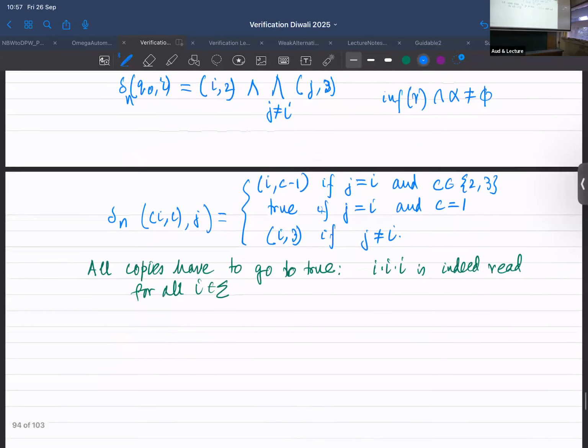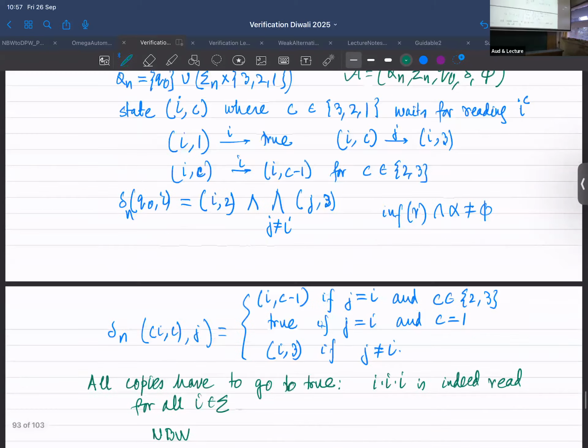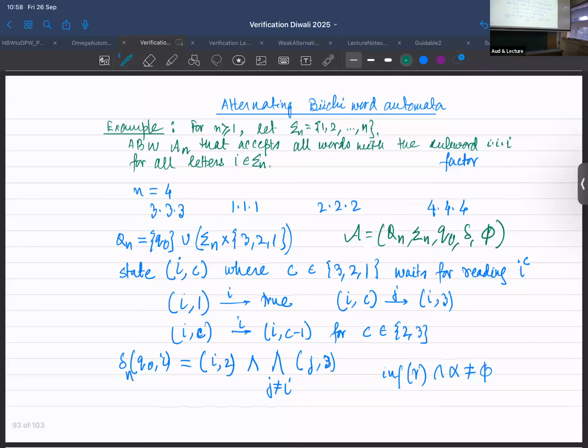Now think about this: we are defining an alternative Büchi word automaton. Instead of this, if I consider an NBW to accept this language, what do you need to remember in the state space? You have to say that I have seen 3 consecutive i's, for all such i's, and they may appear in any order. So what you need to remember for an NBW is for which i's I have seen these 3 consecutive i's, so the different subsets of sigma n that we have seen so far. Something to note here is that the number of states is linear in the size of the alphabet. We have only 3n plus 1 states.